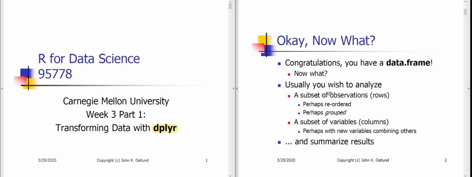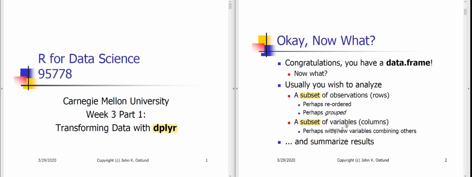Basically, we want to be able to select subsets of either the observations or the variables, that is, either the rows of the data frame or the columns of the data frame. We may, for some set of observations, want to reorder those observations. We may also want to be able to group those observations into subcategories that we can analyze.